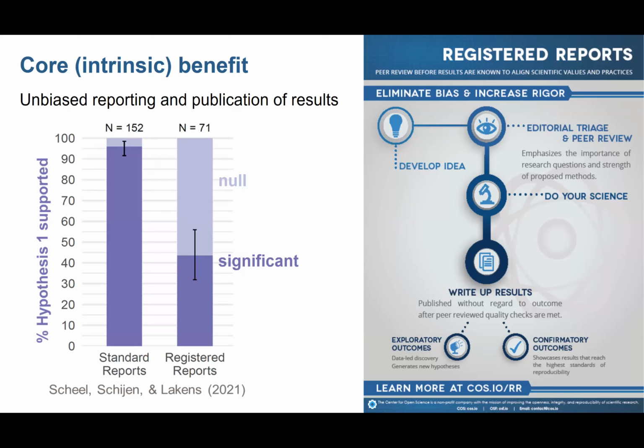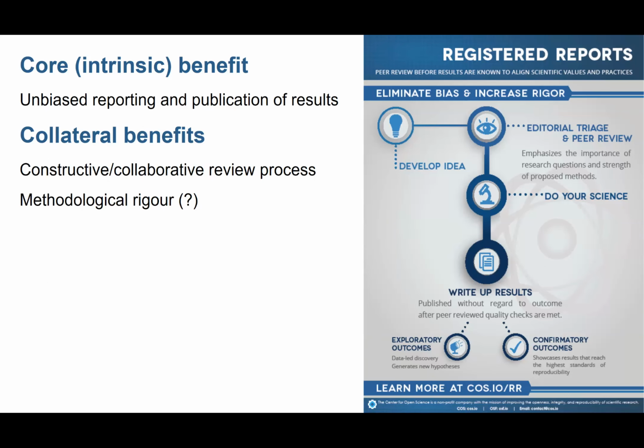Actually, the most shocking and striking thing about this plot is just how absurdly extreme the publication bias is within the standard reports. More than 95% positive findings in favor of the first experimental hypothesis here, which is just absurd. So that's at the core of what registered reports do. They eliminate bias. But there are also considerable positive side effects, what we might call collateral benefits associated with the format. As an editor of both standard and registered reports, I can attest that the review process for registered reports tends to be quite a bit more constructive and collaborative. This arises pretty naturally because the authors don't have to be too defensive. They can work freely with the reviewers to adjust and optimize a study design rather than having to fight some kind of rearguard action to protect a finished study against criticism.